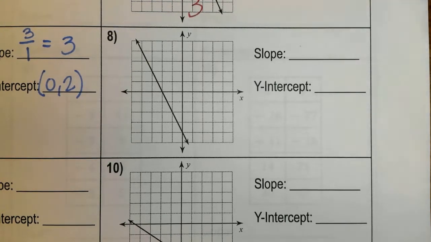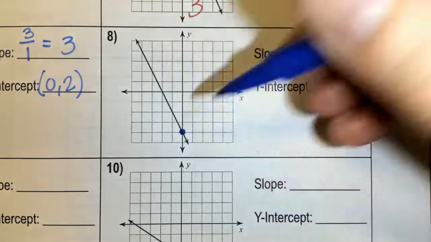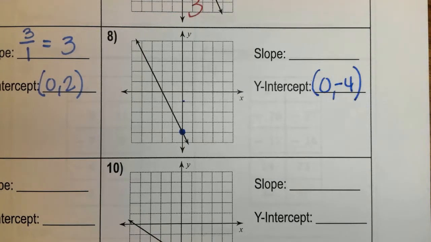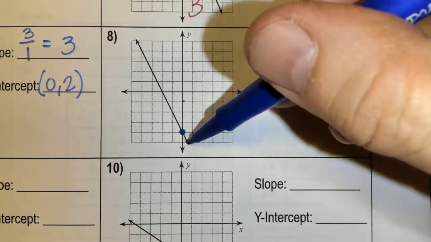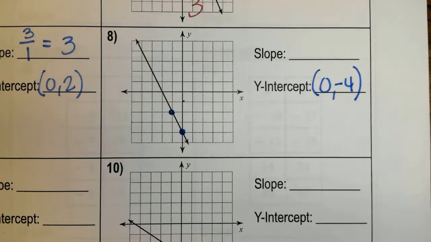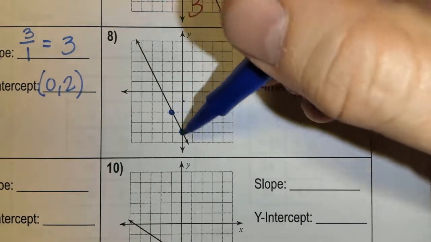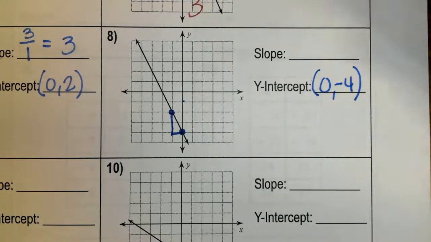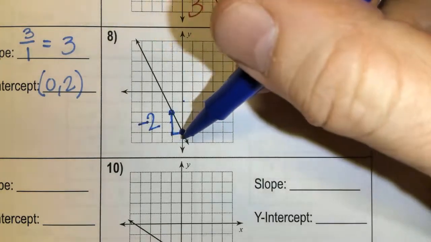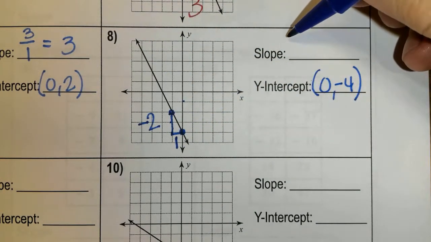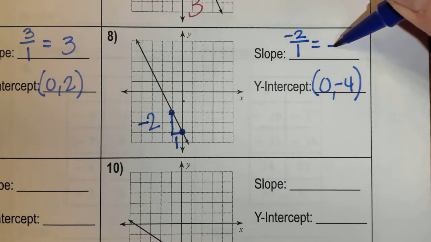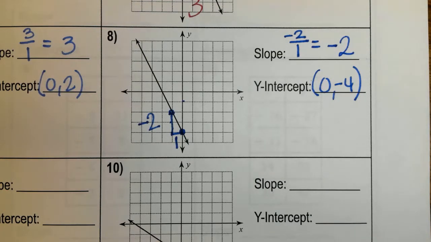All right, number 8, y-intercept. So I look at the y-axis, I cross down here. It's 1, 2, 3, -4. Now I need to find another point. Well, I can't see the rest of this graph going right, so I want to go left. There's a point right there. So going from left to right, I go down first, then right. Down 2, so -2, and right 1. So my slope is rise, -2, over run 1. And I can reduce that, so that'd be -2.